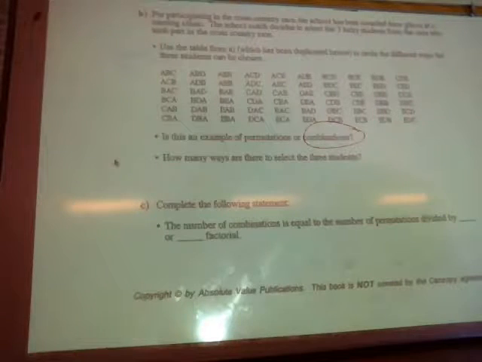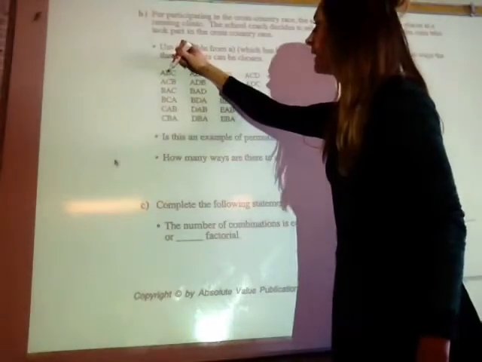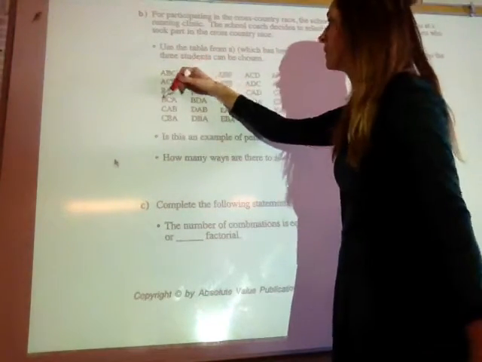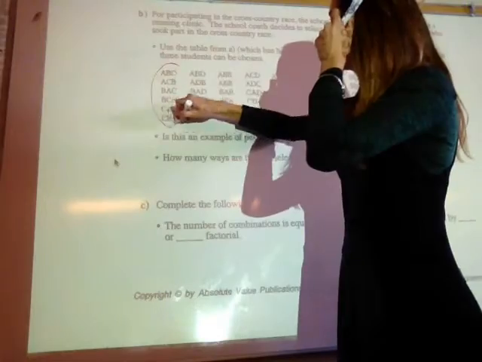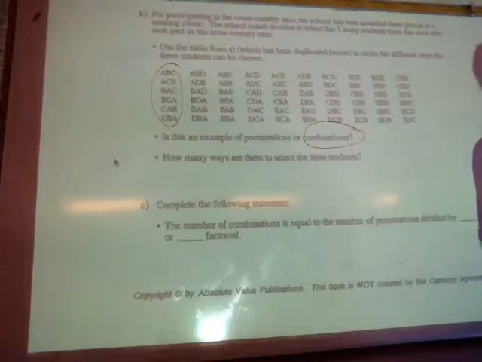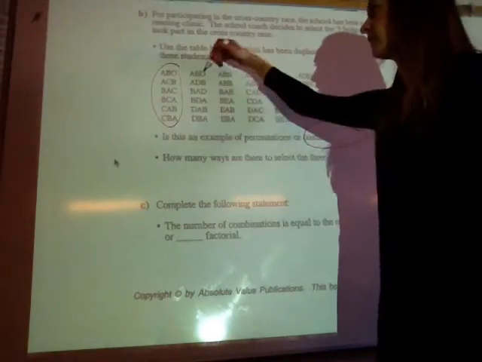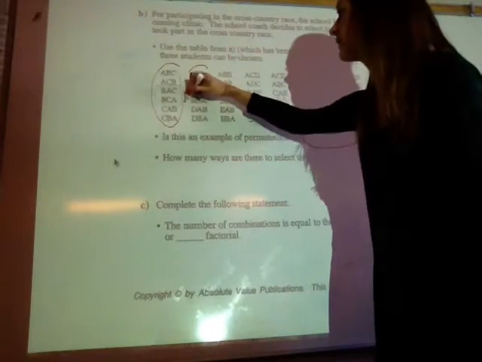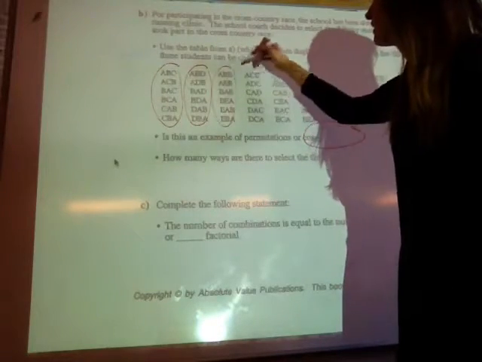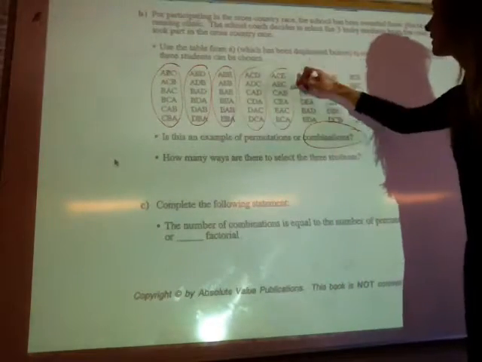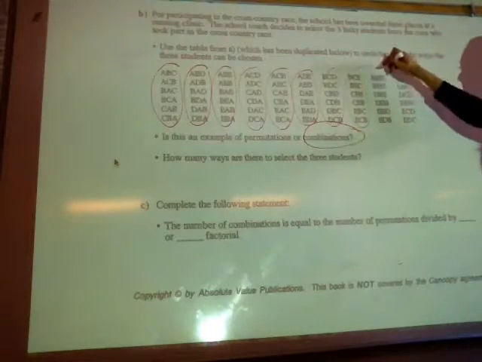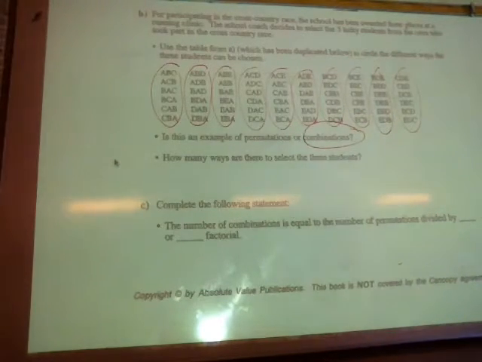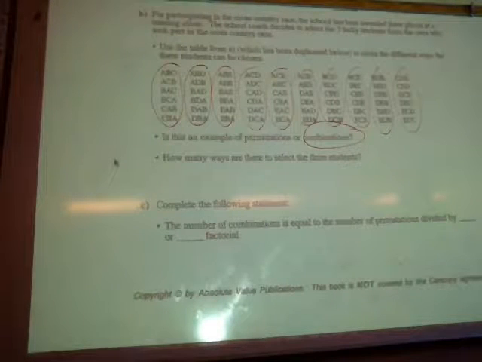Okay, and how many ways could we do that? Well, let's just take a look at the list that's given. So we have ABC, ABC, ABC, ABC, ABC, ABC. Okay, that's ABC's all used up. Then we could do different arrangements of A, B, D. Does it matter that their names are in different orders? No. Okay, same thing here. So how many different ways do we have to pick 3 names? 10.